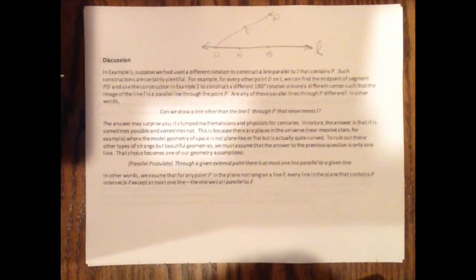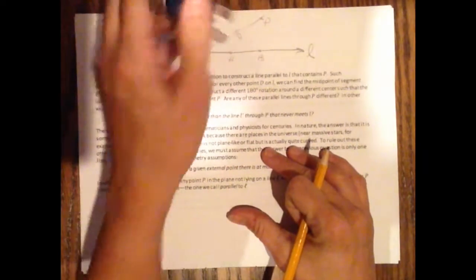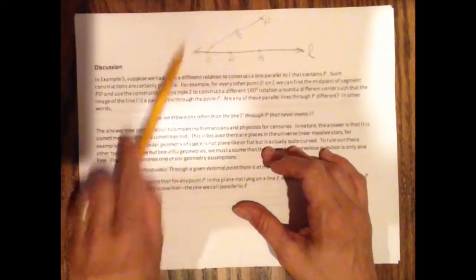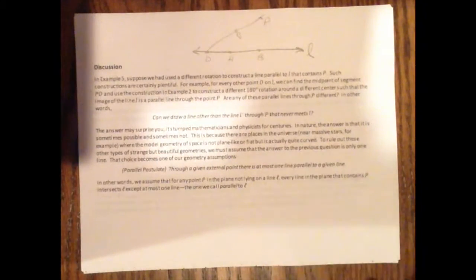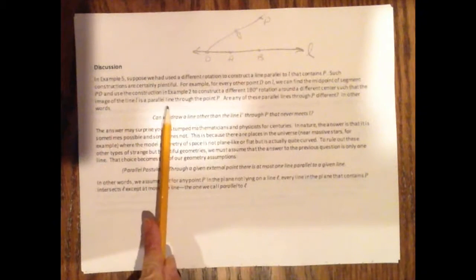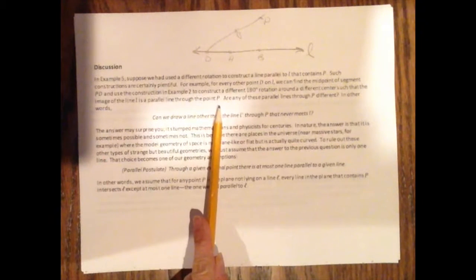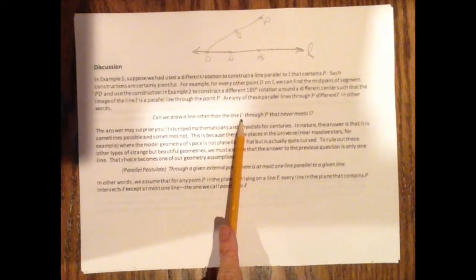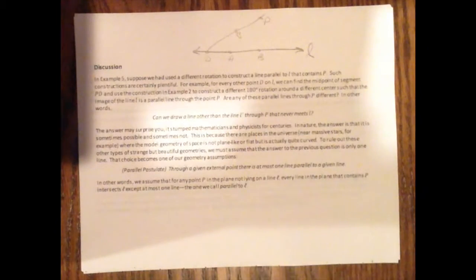We can find the midpoint of segment PD and use the construction from example 2 to construct a different 180 rotation. Using our compass, we can do another circle, center C, diameter PD, around a different center such that the image of line L is a parallel line through point P. Are any of these parallel lines through P different? In other words, can we draw a line other than the line L prime through P that never meets L?